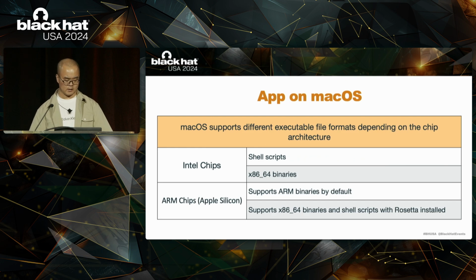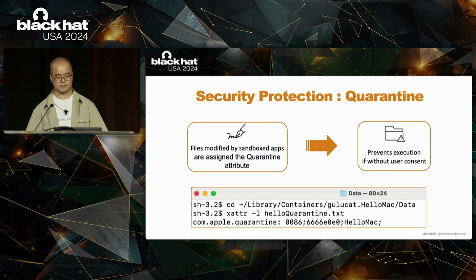macOS supports different executable file formats depending on the chip architecture. In this talk, all POCs were tested on an Intel MacBook. So if you want to test them on an M1 MacBook, you may need to make some small changes. Actually, macOS has some security protections on this attack surface. Any file modified by a sandbox app is assigned the quarantine attribute. Quarantine prevents harmful files from being executed or opened without user consent.